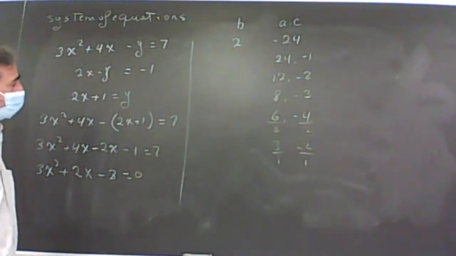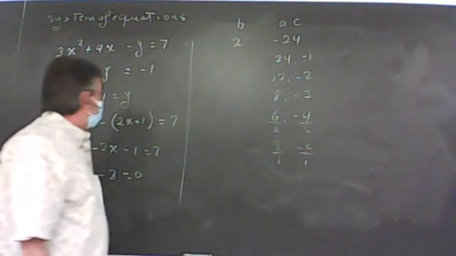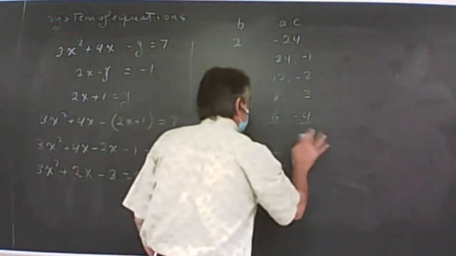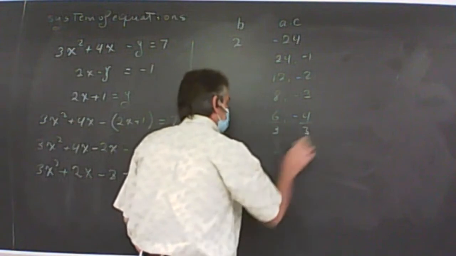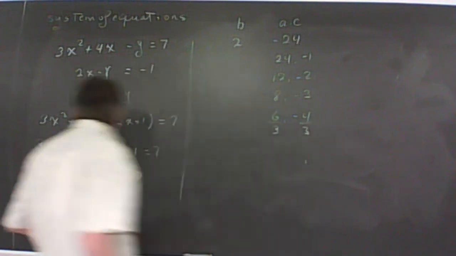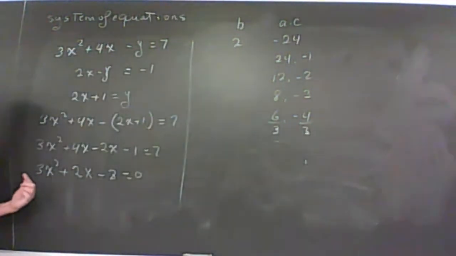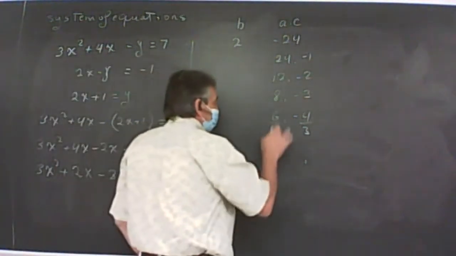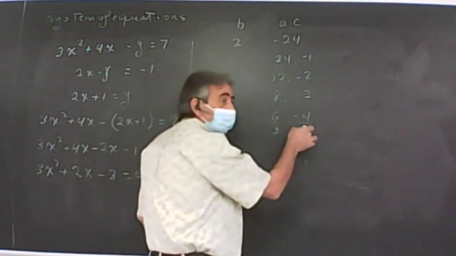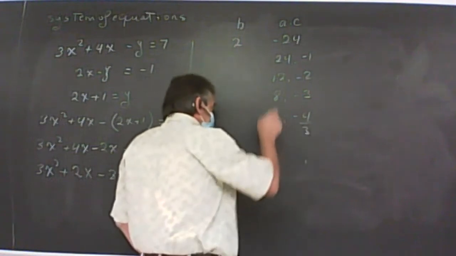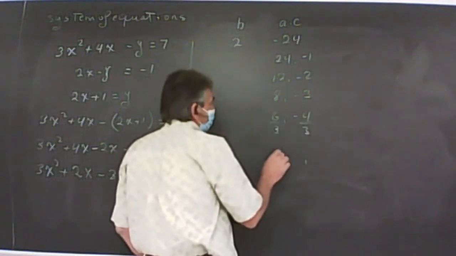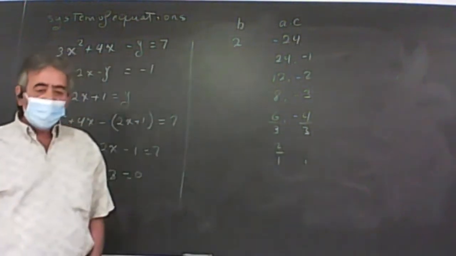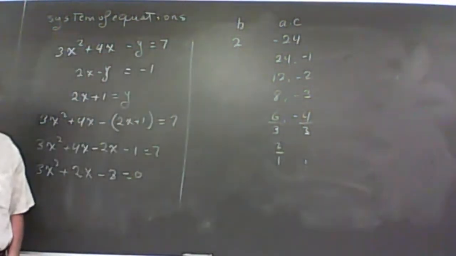Did I get a 6 and 4? Oh, this is just 3 over here. Sorry about that. We're dividing by A. I said A and I put B. Okay? So 6 over 3 and negative 4 over 3. Now notice I can divide this, and that's going to be 2 over 1. Yeah? Now how do I write my factors?